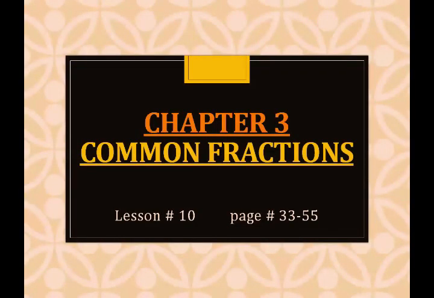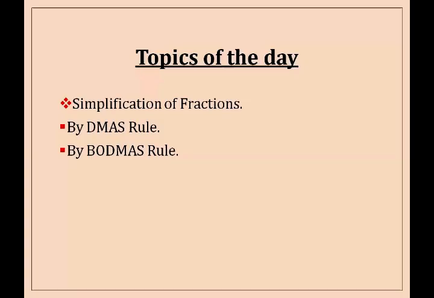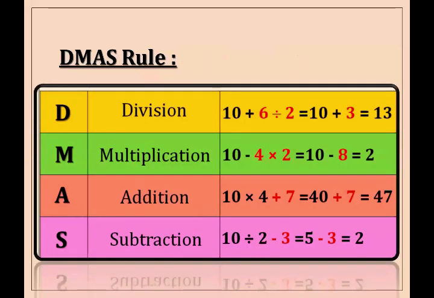Here we start at chapter number 3, common fractions, lesson number 10, page number from 33 to 55. Okay, here is the topic of the day: simplification of fraction by Demar's rule and by Bodmas rule. What is the Demar's rule? Students, sometimes the signs of addition and subtraction are intermixed with those of multiplication and division. In such a case, the operations should be performed in the following order, which is the Demar's rule.